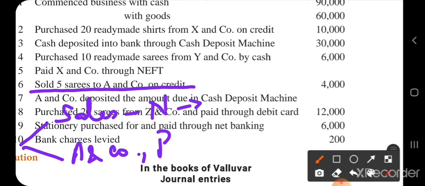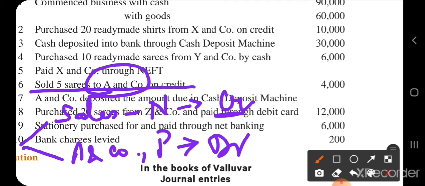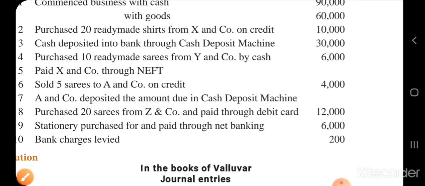What is the rule for nominal account? Debit all expenses and losses, credit all incomes and gains. When you sell something, you receive cash, so it is an income. Okay, so you credit sales. Personal account, what is the rule? Debit the receiver, credit the giver. So here, sold to A&M company, so it is a debit the receiver. A&M company is the receiver of the goods. The entry will be A&M company account debit to sales account.